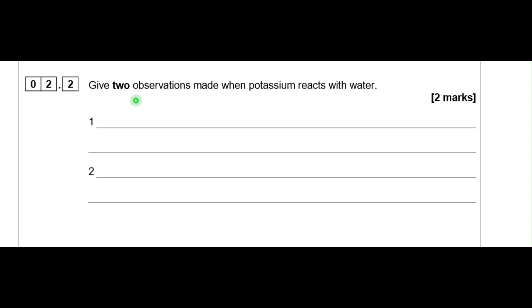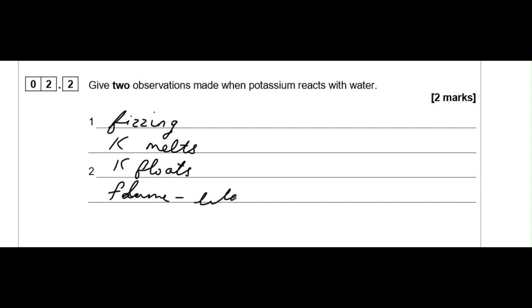2.2. Give 2 observations made when potassium reacts with water, and this is for 2 marks. This is a very familiar reaction to you, and you should have seen this demonstrated by your teachers at least once in your chemistry career at school. You will see a very vigorous reaction, so you could see a mini explosion, you could see some fizzing, you'd see the potassium melting, the potassium floats, you should see a lilac flame. So any 2 of those for 2 marks.